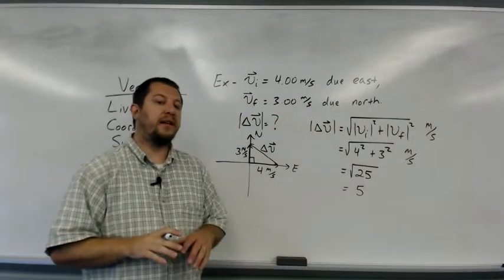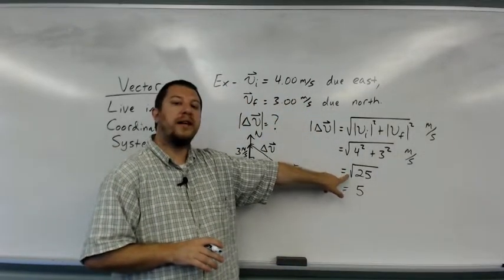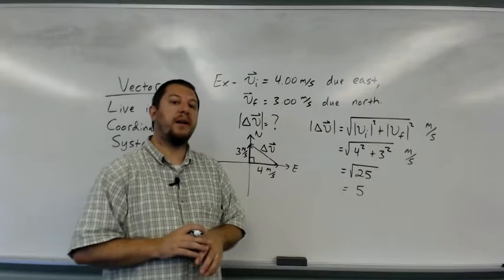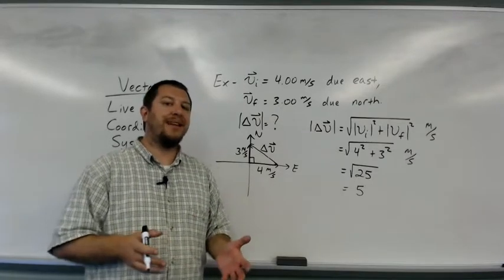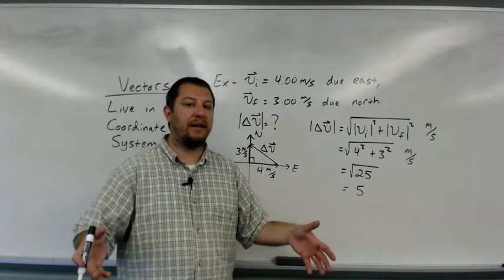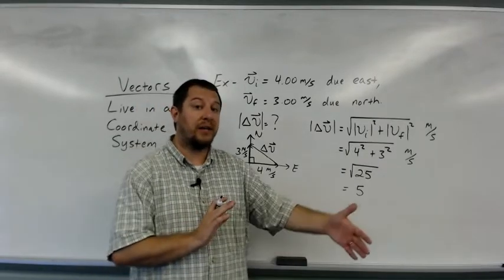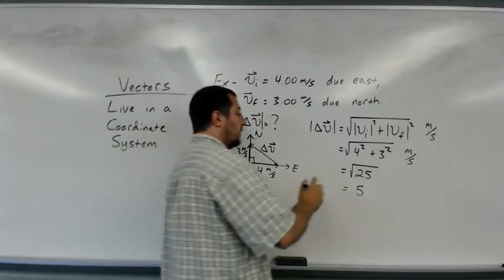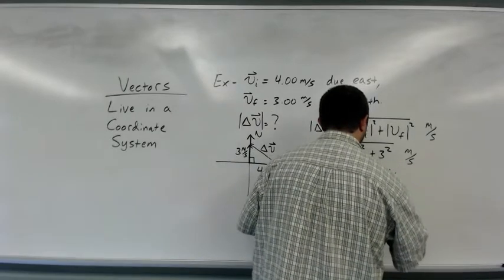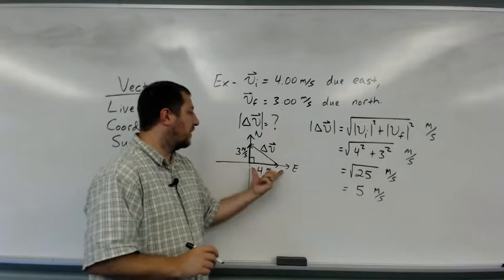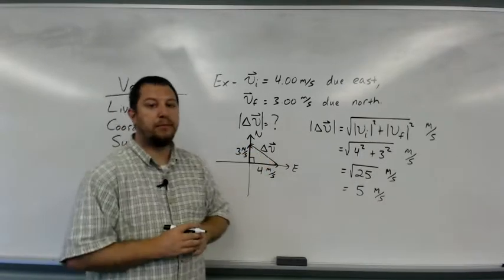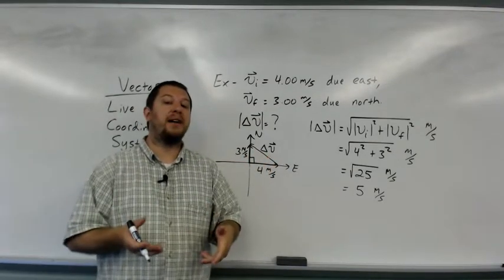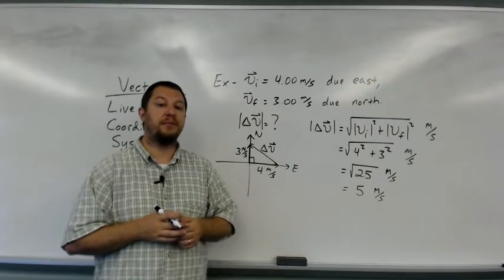Now, a couple of things to note. Remember, whenever you take a square root, you should technically have a plus or minus out front. I'm dropping the plus or minus because magnitudes can only be positive. It doesn't make sense to say that I have a negative length. I can have objects moving in the negative directions, so I can have negative displacements, but I cannot have negative lengths of vectors, okay? So the length of this vector is going to be 5 meters per second. So this vector represents 5 meters per second. So the change in my velocity was a change of 5 meters per second.